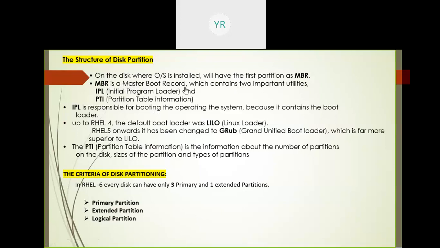Totally it consists of 512 bytes of data. Out of that, around 446 bytes are occupied by the MBR, 64 bytes by the IPL, and 2 bytes by the PTA. So the first partition will have MBR, IPL and PTA, which combine to 512 bytes of data.